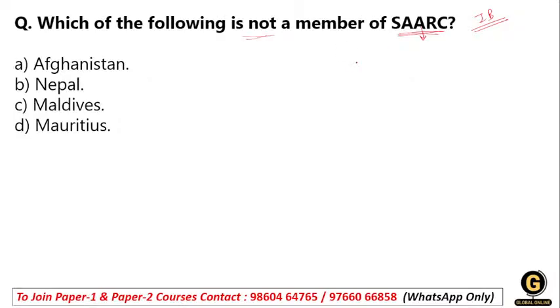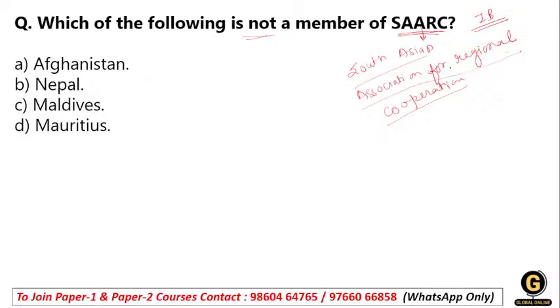The full form of SAARC is South Asian Association for Regional Cooperation. This is the full form of SAARC. Okay, so here Afghanistan is a member of SAARC.